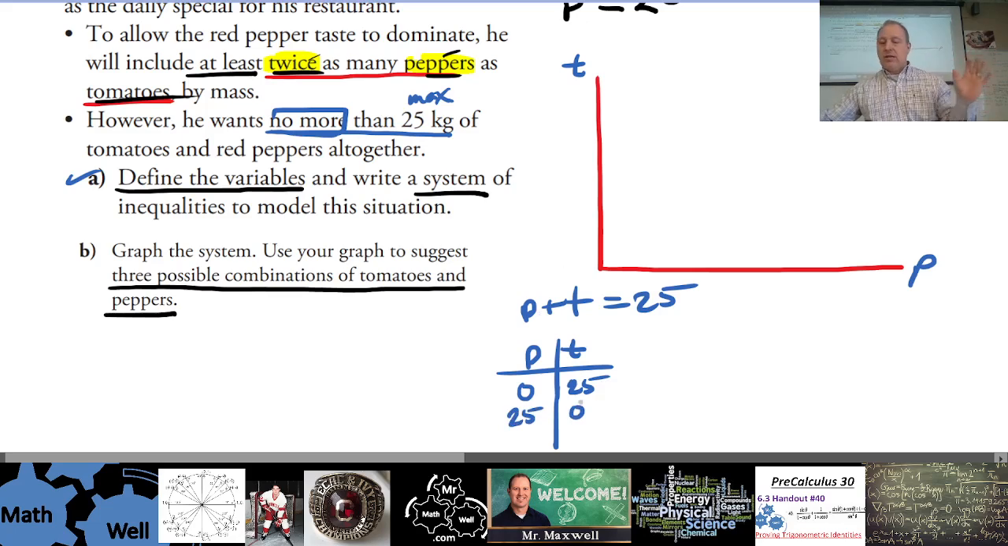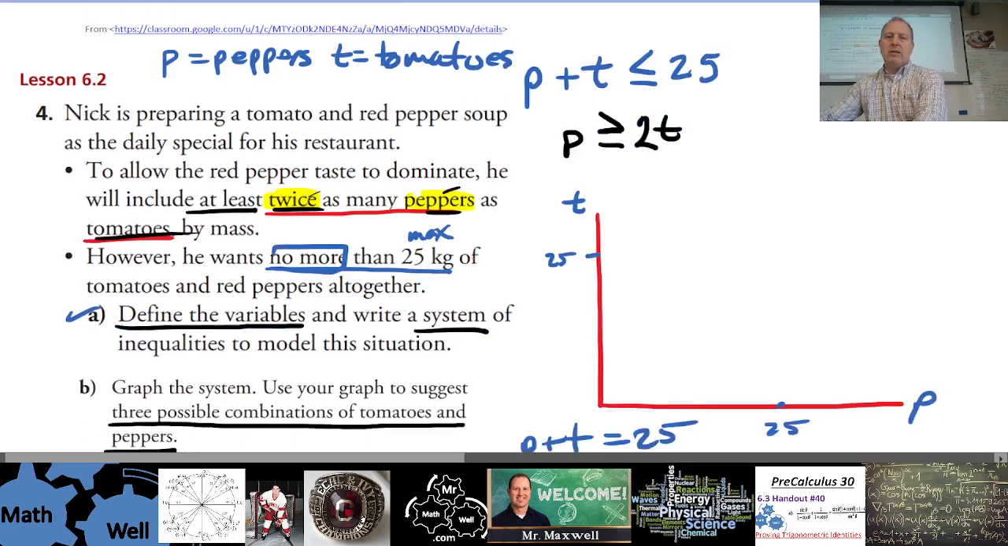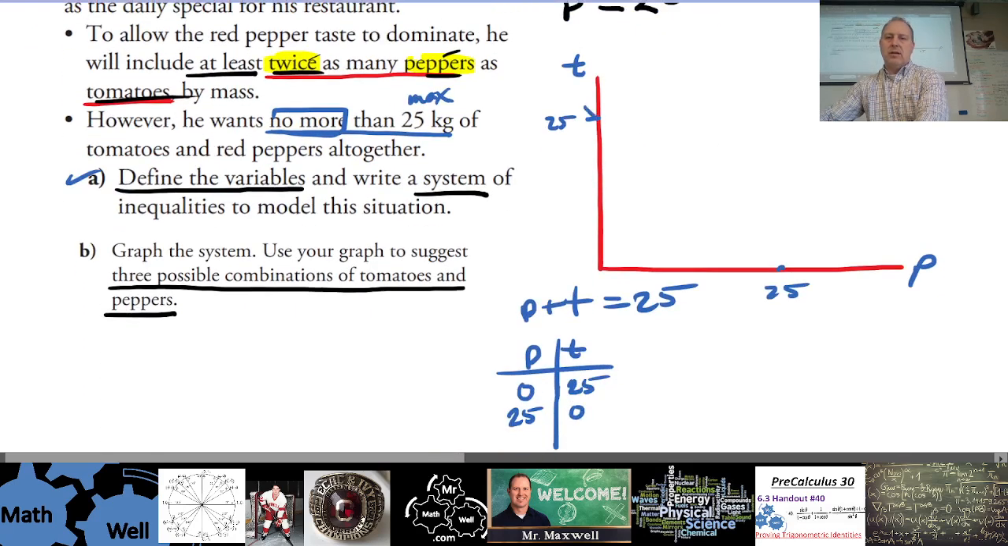The intercepts are perfect. All you need is 2 points. That's all you need. You could put 12 and 13 if you want. You could put 20 and 5 if you want. Doesn't matter. They will all line up on the same line. So I'm going to put 25 here. I'm going to put 25 here. And I'm going to draw a line. Now, it's less than or equal to, right? So I'm going to make that line a solid line.